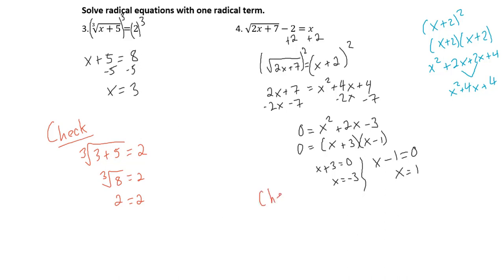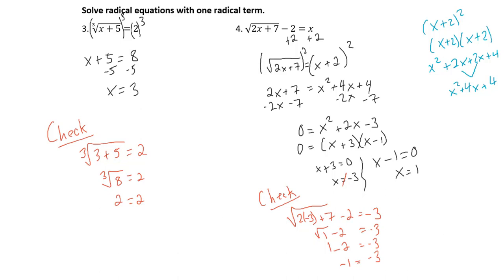So let's check the first one. x equals negative 3. If we plug that in, we get the square root of 2 times negative 3 plus 7, minus 2, needs to equal negative 3. And 2 times negative 3 is negative 6, plus 7 equals 1. So square root of 1 minus 2 equals negative 3. 1 minus 2 equals negative 3. Negative 1 equals negative 3. So this is not a solution.